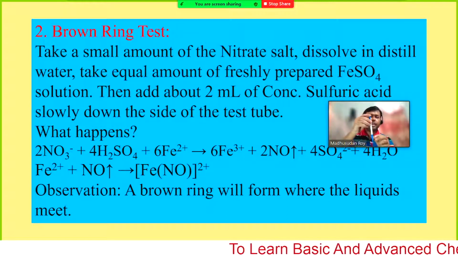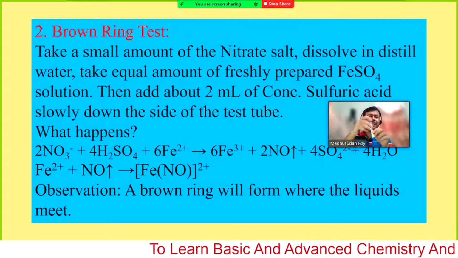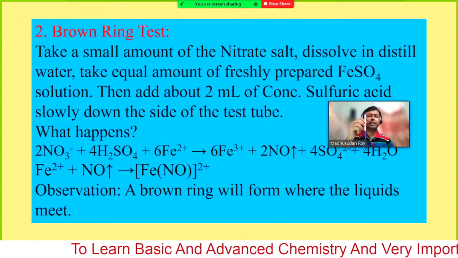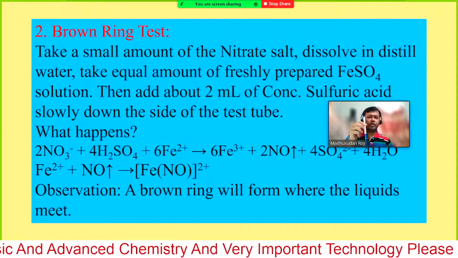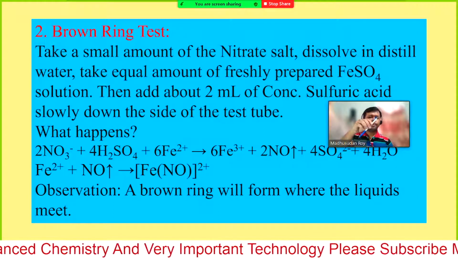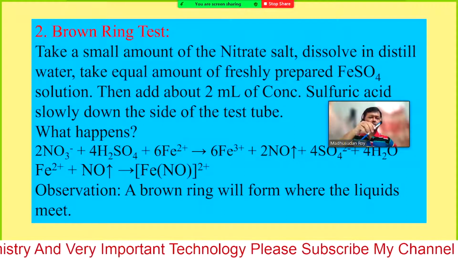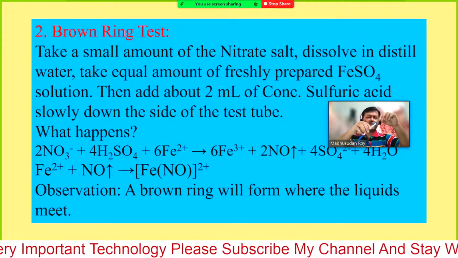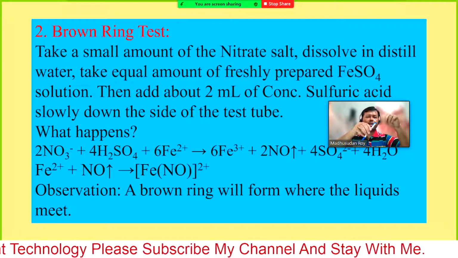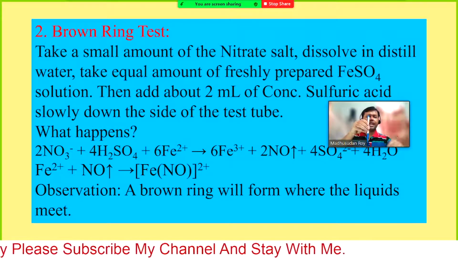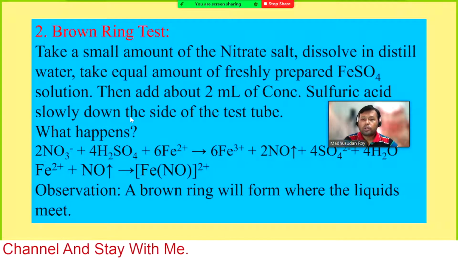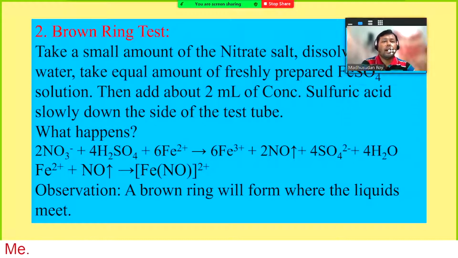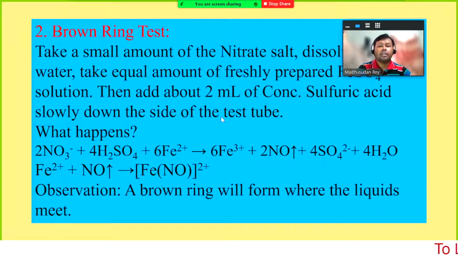So be careful, do not shake the test tube while you are adding the sulfuric acid or after addition of sulfuric acid. Do not shake, just very gently add the sulfuric acid and then rotate it gently also. Be careful, do not shake at all. Okay, so slowly straighten the test tube, what happens? So what will happen, or what will make the ring?